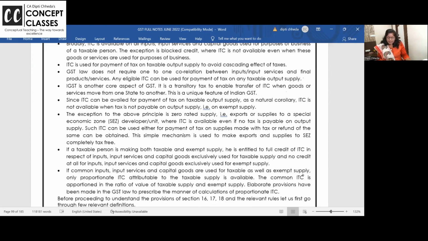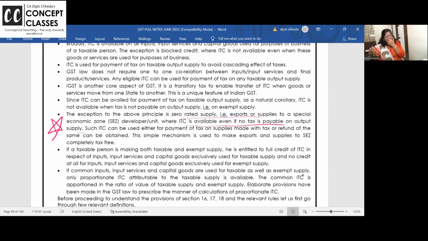ITC can be availed for payment of tax on taxable supply as a natural rule. This ITC is not available when tax is not payable on output supply. If my output is exempt, I can't avail ITC. Exception, star mark for FAQs or MCQs and all this. Exception to the above is zero rated supply, where ITC is available even if no tax is payable on output.